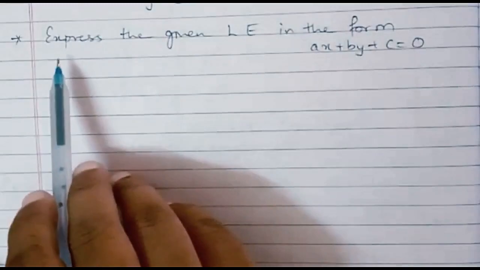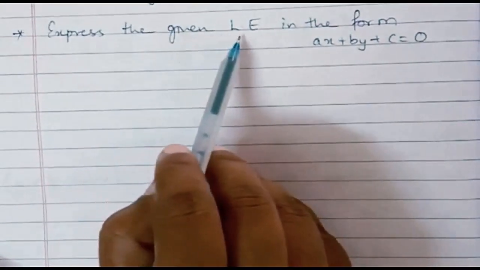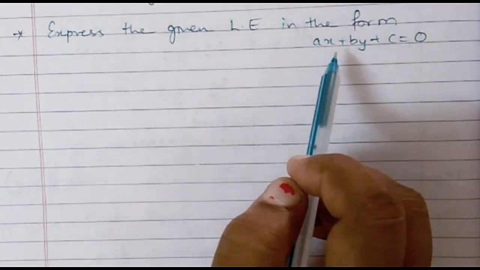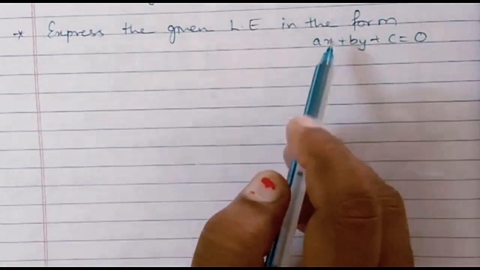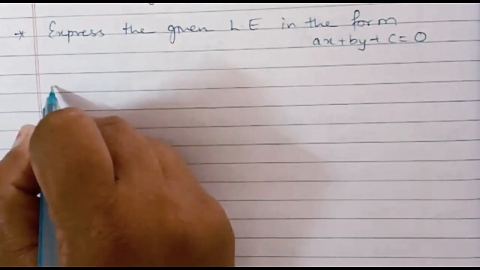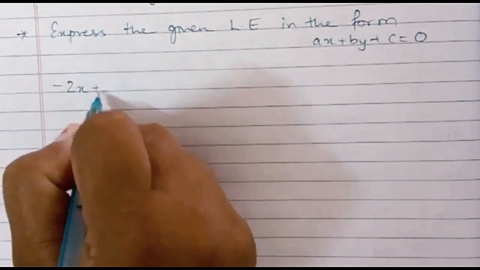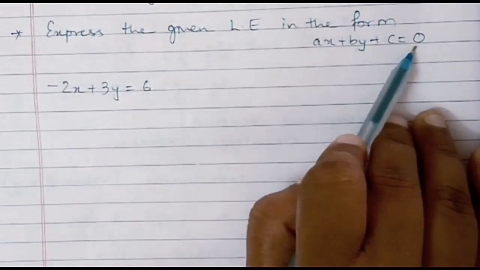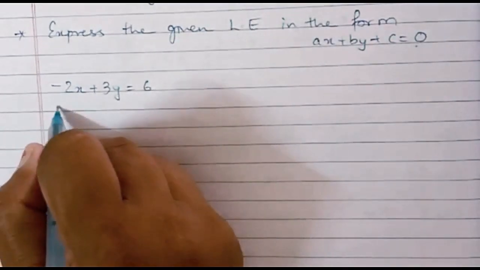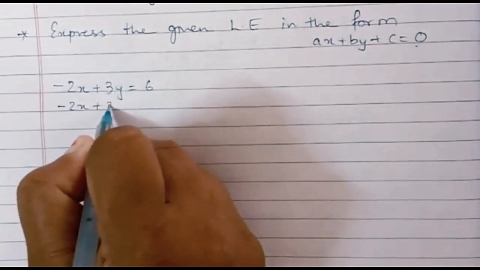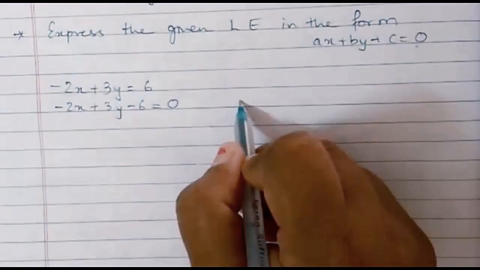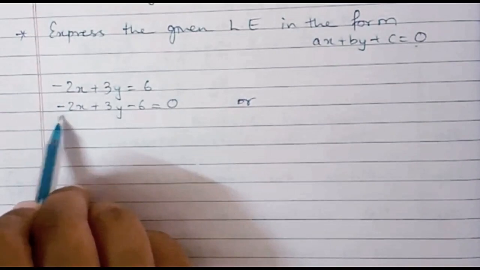Now our next question is to express the given linear equation in the form of ax plus by plus c is equal to 0. Actually this is called the standard form. For example, if I am given -2x plus 3y is equal to 6, I want to get this 0 on the right hand side. So I will write this as -2x plus 3y minus 6 is equal to 0, either in this way, or I can take the minus sign common outside.